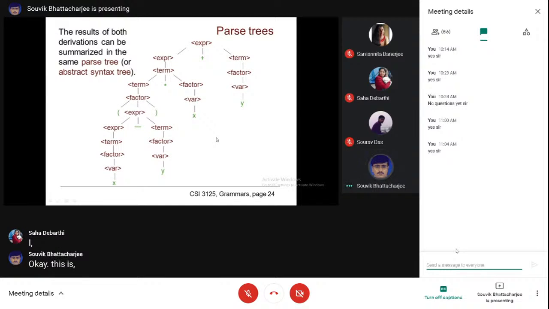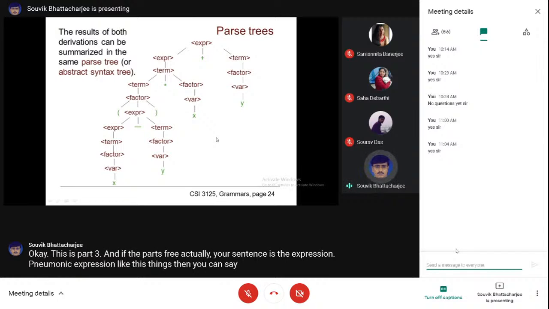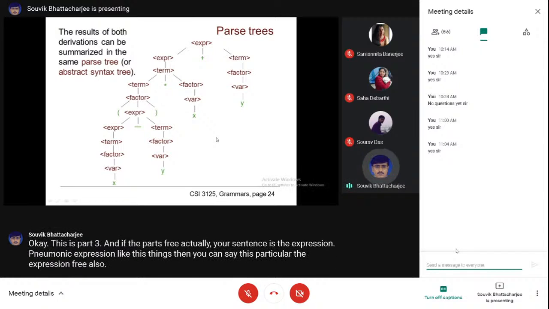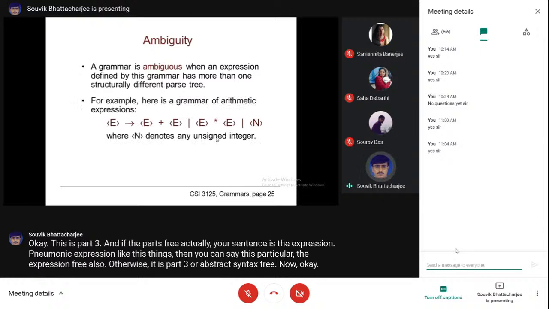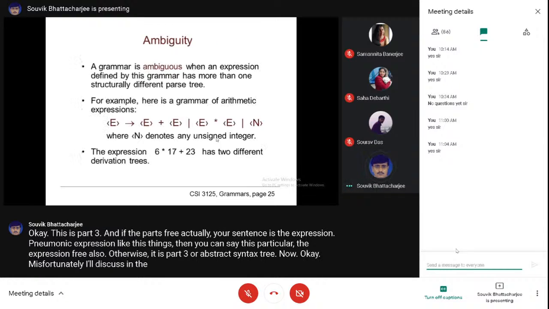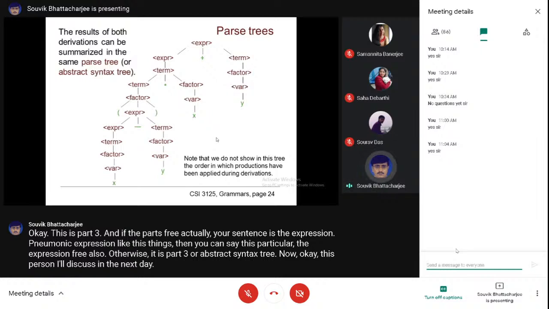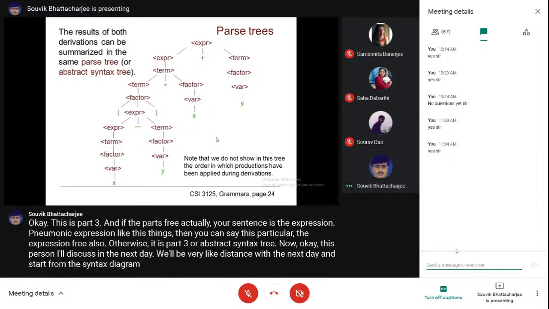This is a parse tree. And if your sentence is a numeric expression like these, then you can call this parse tree an expression tree also. Otherwise it is a parse tree or abstract syntax tree. Now, okay, this portion I will discuss in the next day, ambiguity like these things with the help of that. In the next day I will start from the syntax analysis.